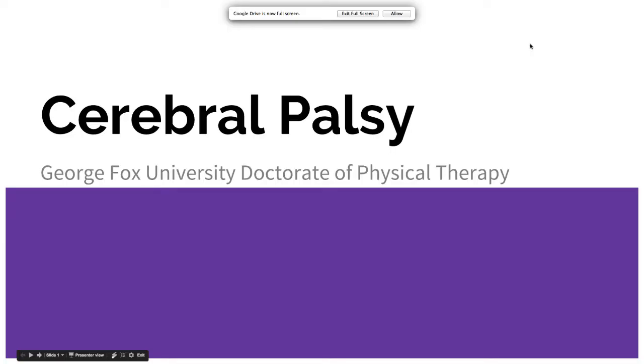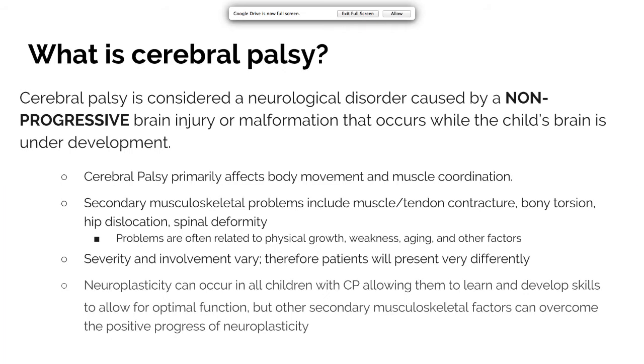This is the lecture on cerebral palsy. So first we're going to start by talking about what is cerebral palsy. Before we get started, we need to discuss what cerebral palsy is.